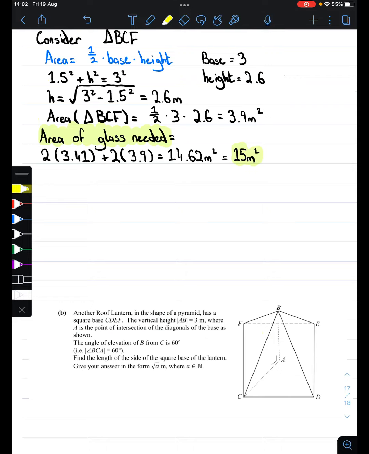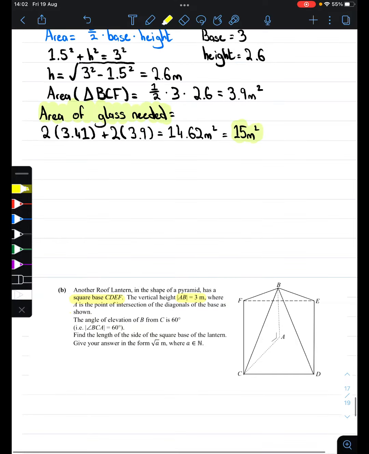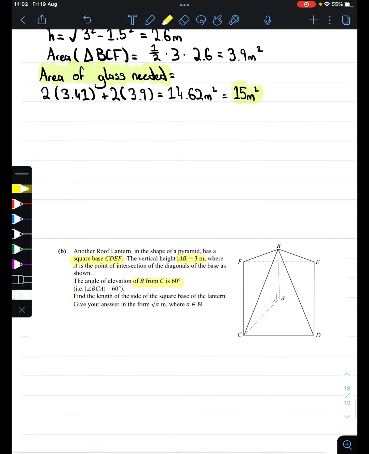Okay, now on to part B. Another roof lantern in the shape of a pyramid has a square base CDEF. The vertical height AB equals 3 meters, where A is the intersection of the diagonals, so the center of the square, like before. The angle of elevation of B from C is 60 degrees now, it was 50. Find the length of the side of the square base of the lantern. Give your answer in the form square root of A, where A is a natural number.